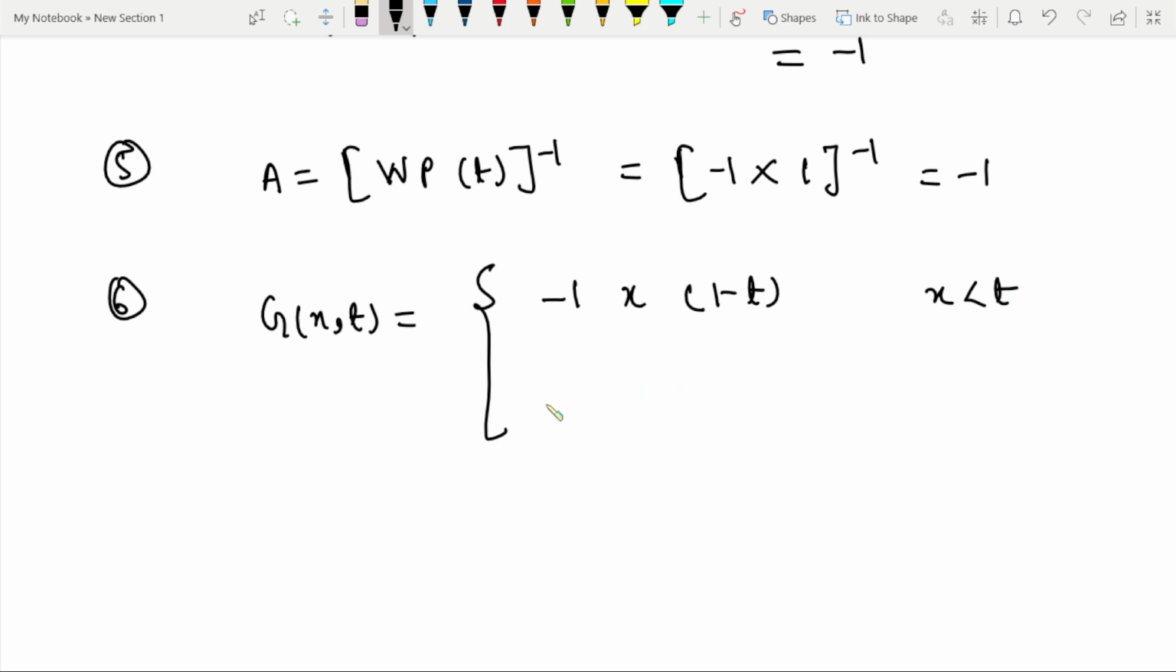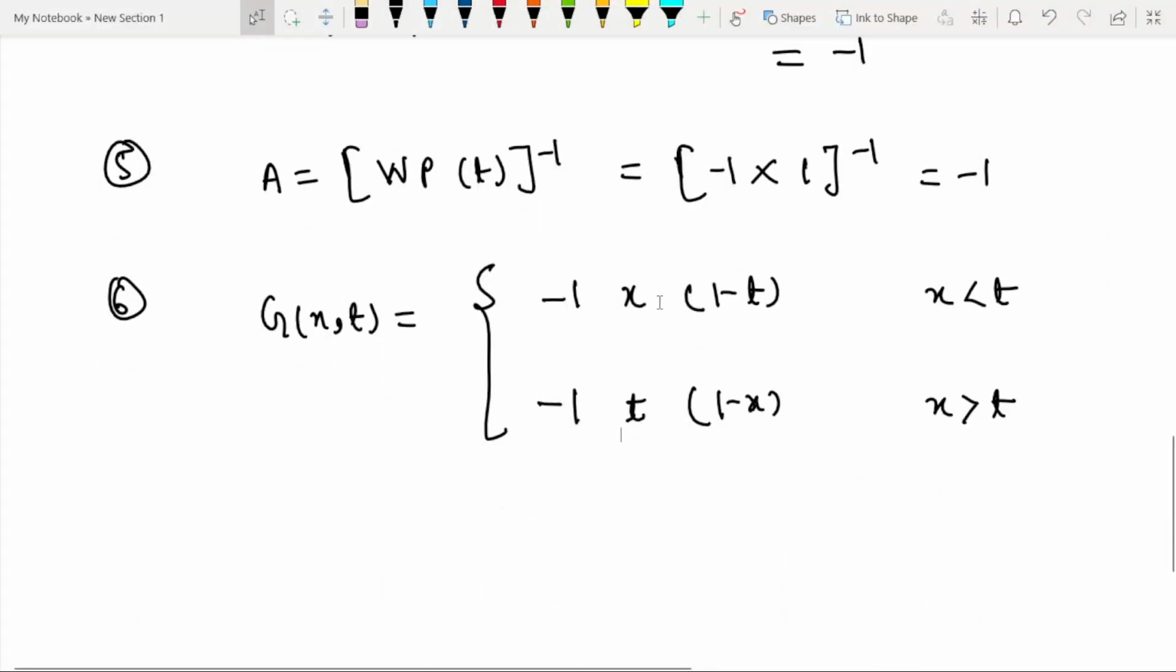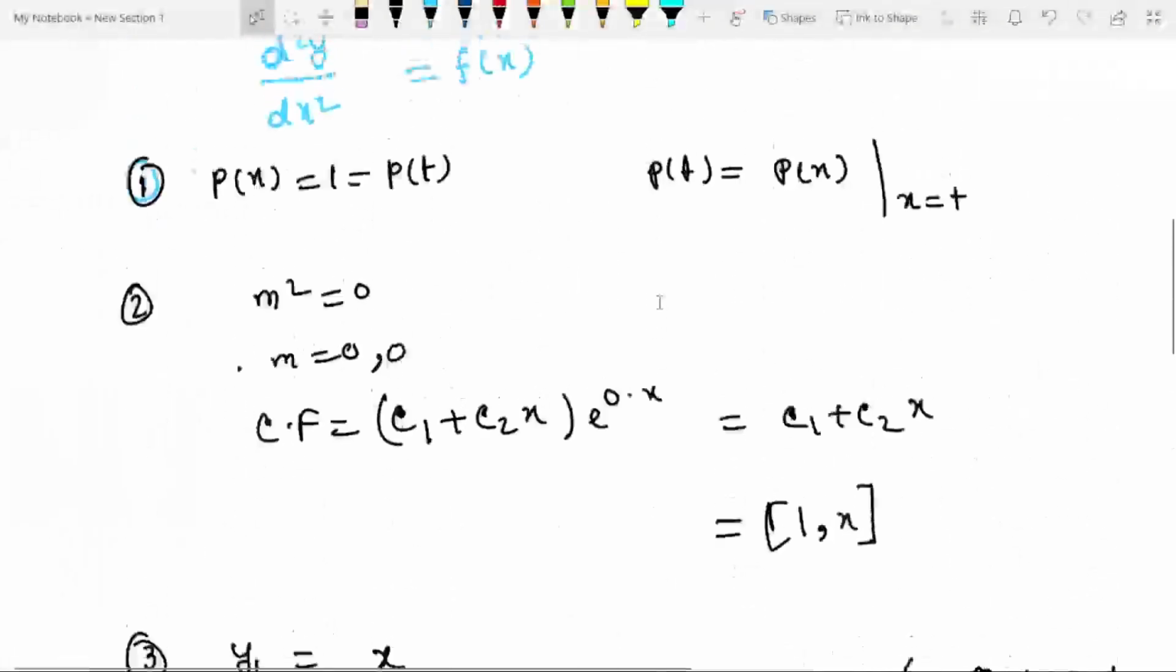Now our second part is minus A times y1(t); for y1(t) we substitute t in place of x. And then y2(x), that is, 1 minus x. And this is for the x greater than t region. Okay, so now let's check which option matches. So minus 1 times x times 1 minus t, and 1 minus x.